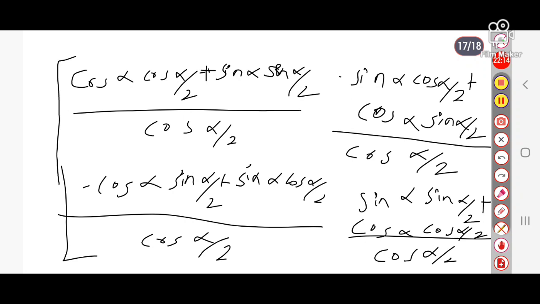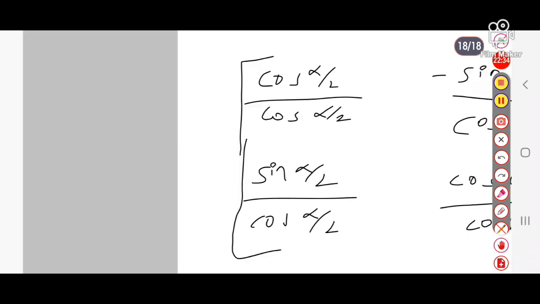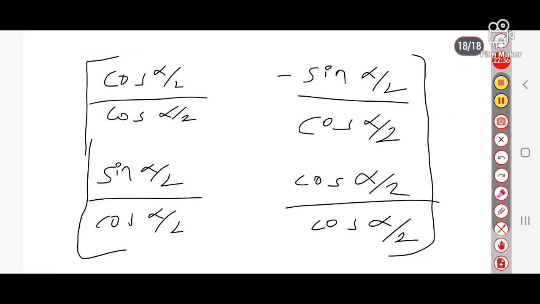These are basic trigonometric formulas which we studied in our lower classes. And sin alpha by 2 plus cos alpha by 2 will yield you cos of alpha minus alpha by 2. Similarly, the same thing is present over here, both are same. So upon writing the values of that, we get cos alpha by 2, then cos alpha divided by cos alpha by 2. Similarly, sin alpha by 2 divided by cos alpha by 2 minus sin alpha by 2 divided by cos alpha by 2, cos alpha by 2 by cos alpha by 2.